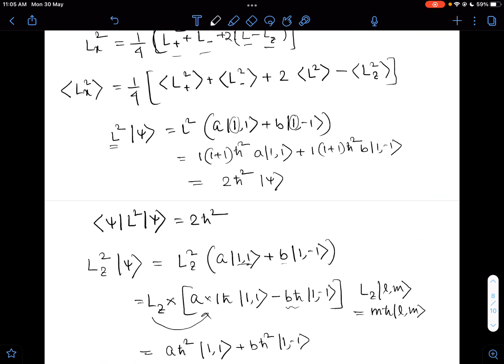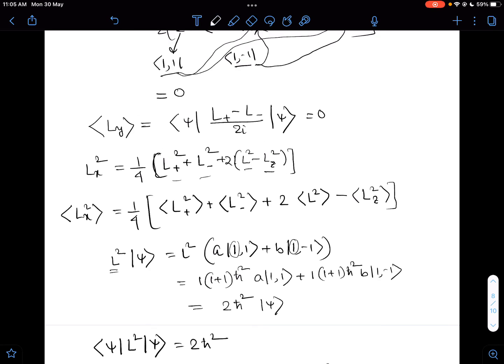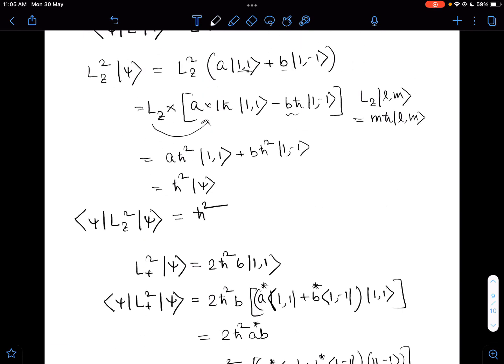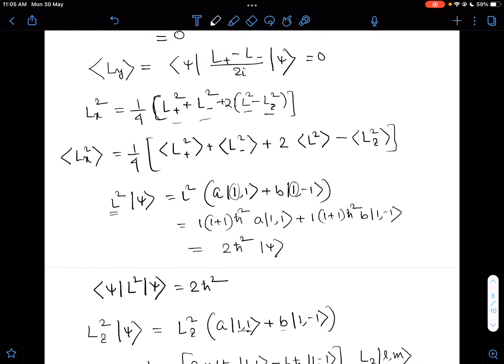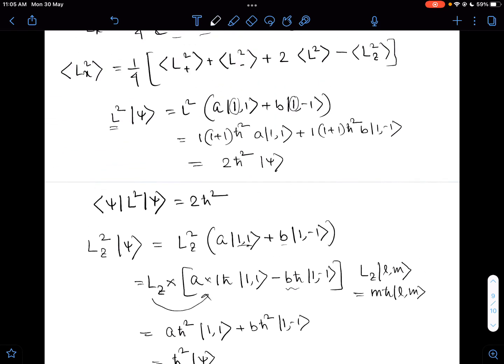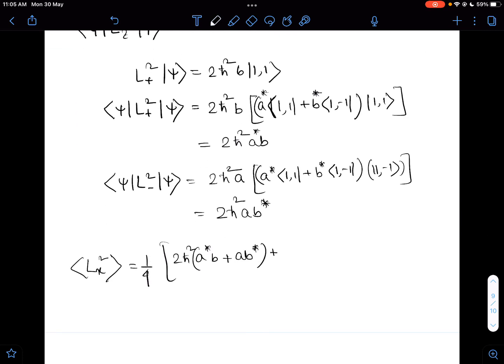So what will be the expectation value of Lx squared? Lx squared will be 1/4, and here we have 2ħ squared A star B plus A B star, and this Lz squared expectation value and L squared expectation value. The L squared expectation value is 2ħ squared and the Lz squared expectation value is ħ squared. So basically we have 2ħ squared here.